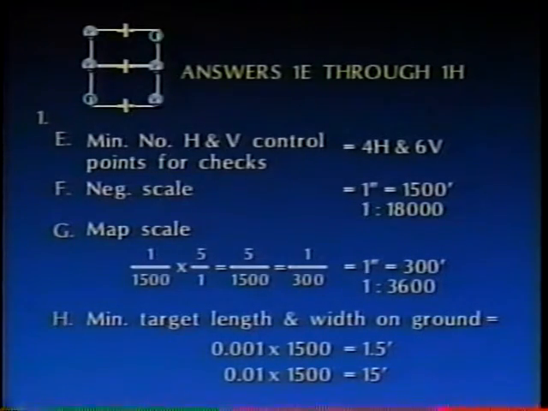Problem 1H asks for the minimum length and width of the target placed on the ground as a pre-mark with given dimensions on the photos. Since the photo dimension is 10 times as long as it is wide, and pre-marks are usually crosses, this might be better described as the minimum length and width of a leg of the target rather than the length and width of the target. Anyway, the photo scale is 1 inch equals 1,500 feet, so 1,000th of an inch would be 1.5 feet, and 100th of an inch would be 15 feet.